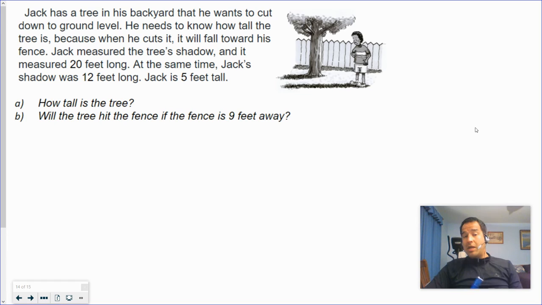Ooh, this is cool. You can actually do this. And the shadow measured 20 feet long. At the same time, Jack's shadow was 12 feet long. Jack is 5 feet tall. How tall is the tree? Will the tree hit the fence if the fence is 9 feet away?